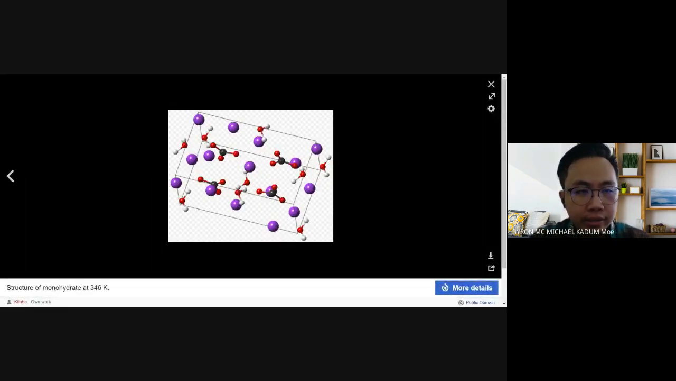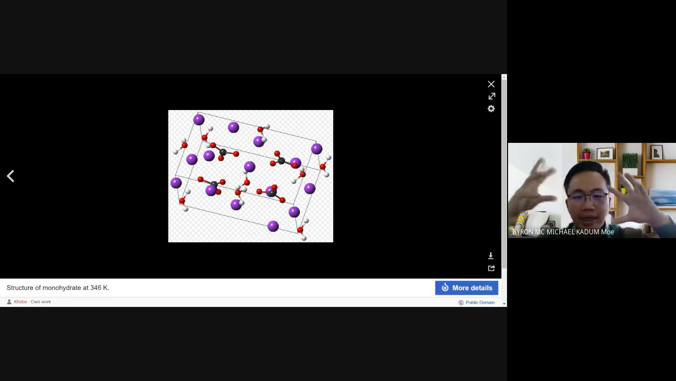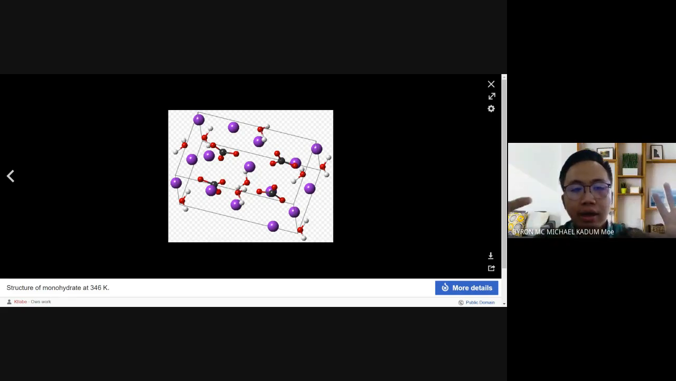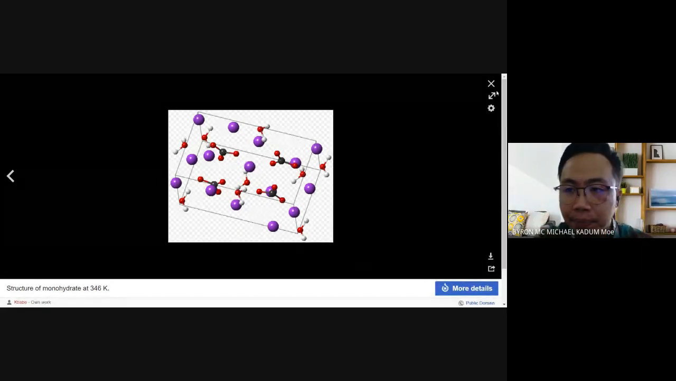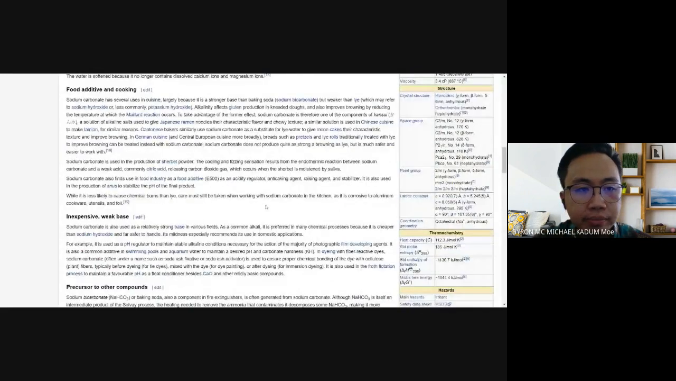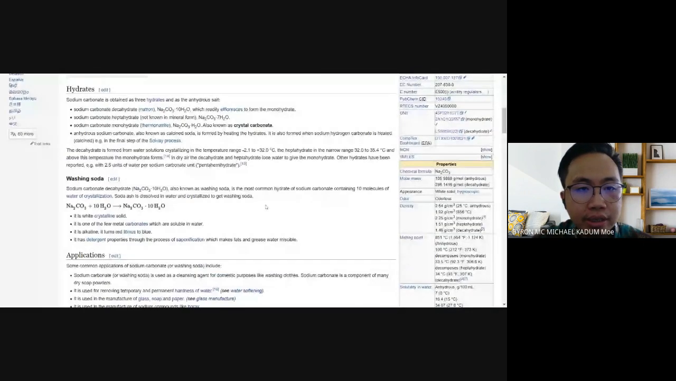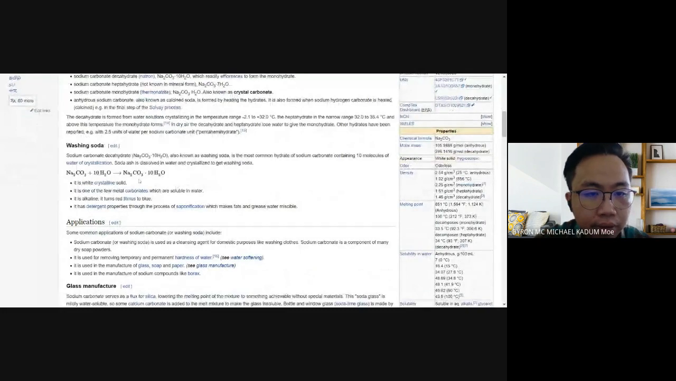So when you look at your screen now, okay, this is the hydrated structure. The molecules in purple are surrounded by the water molecules, the red and white ones. Maksudnya dia dikelilingi oleh molekul air dan dia jadi hydrated. What does it mean by hydrated again? If you go back here, hydrated, dia adalah dalam keadaan solid.